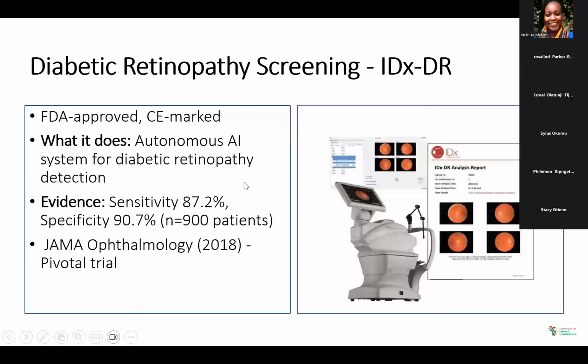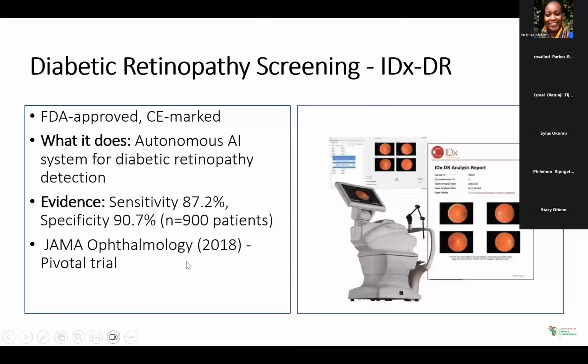Diabetic retinopathy is where people who have diabetes have changes in the back of the eye. If you've ever had your eyes tested, they always look at the back of your eye to look for different problems. Looking at the back of the eye can give you ideas about diabetic damage to the eye, but also whether your diabetes is controlled or not, and things like hypertension. This is 2018, so this work has been going on for quite a long time.